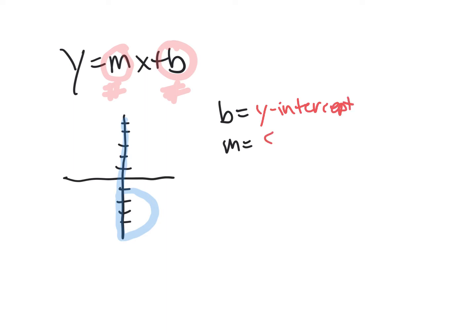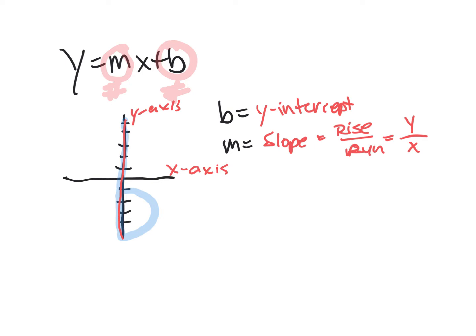Then m is your slope. It is rise over run. So that is your y over your x. So your y-axis is here, right? It's up and down. And then this is your x-axis, okay? Don't get that confused with x equals and y equals, okay? So from yesterday, we talked about that.